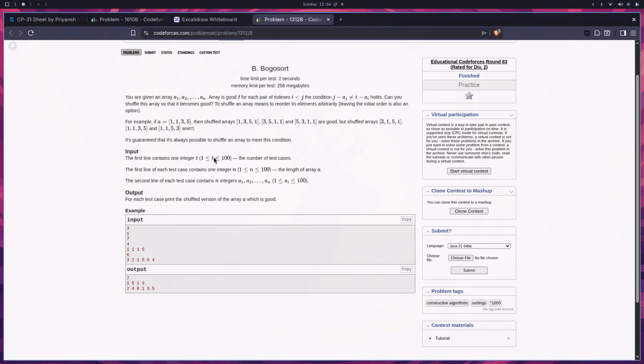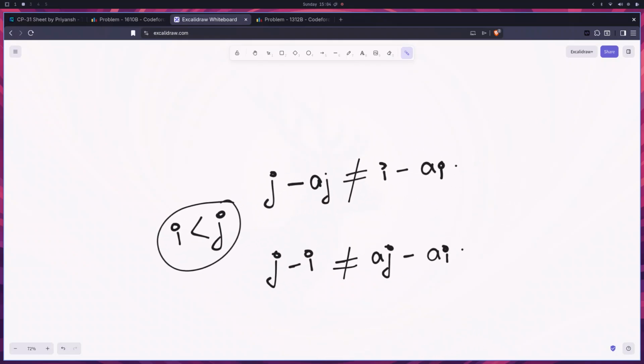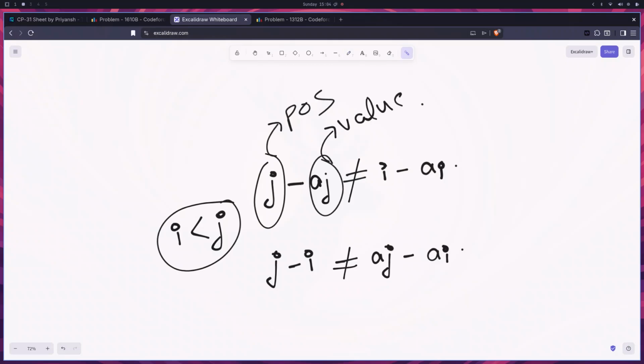Let's look at the constraints. The test cases are 100, each element lies from 1 to 100, and the length of the array is up to 100 only. So this is all the information we have. We need to select any two indexes, and for all such combinations, this condition should not hold true. In this condition, j is the position and a of j is the value. So for each j and i, we are checking that the position minus its value should not be equal to any other position minus its value.